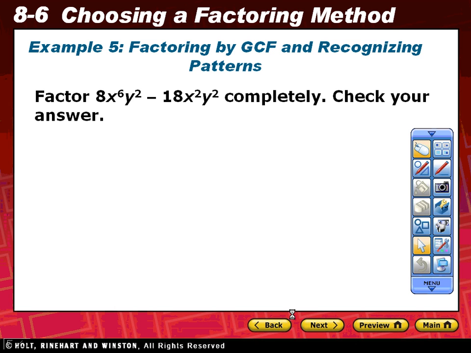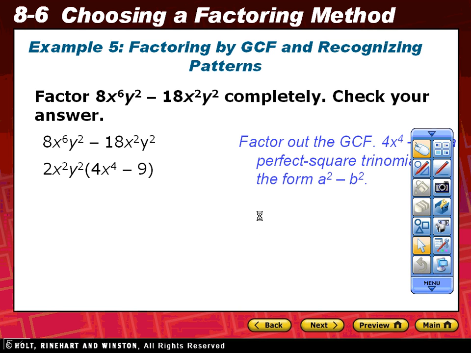All right, factoring this completely. Now, first thing I notice, this is a binomial with a minus sign. It's a pretty good chance if I factor correctly, I'm going to be left with a difference of 2 squares. All right, so what's the GCF of 8x to the 6 y squared and 18x squared y squared? What do you think? Okay, the GCF is 2x squared y squared. And look what remains. 4x to the 4th minus 9.